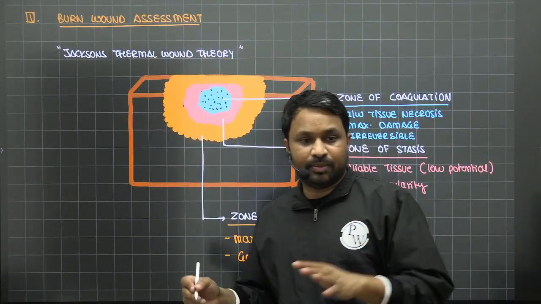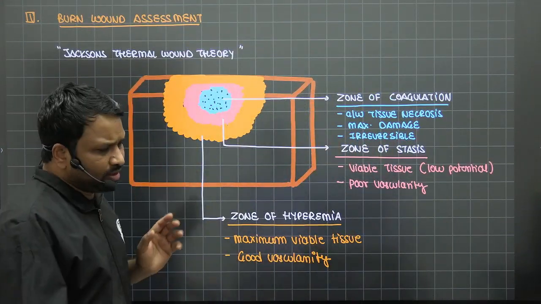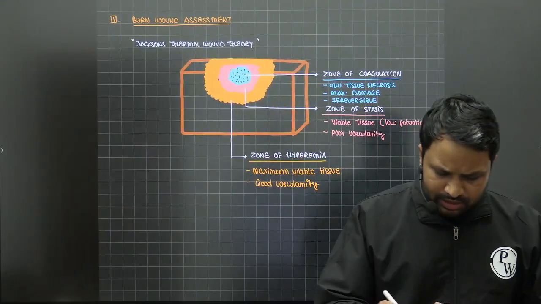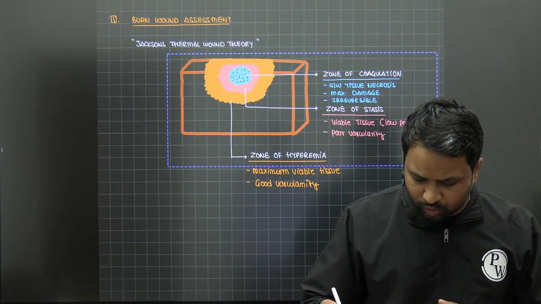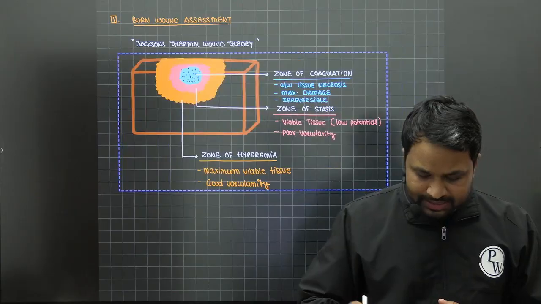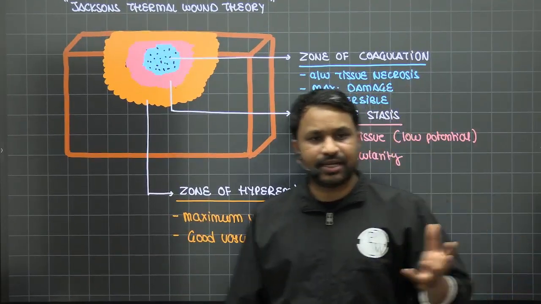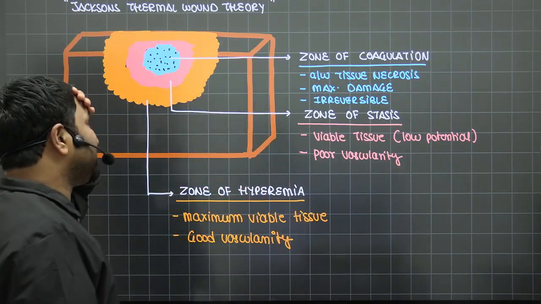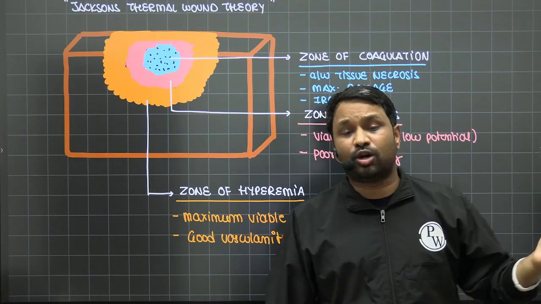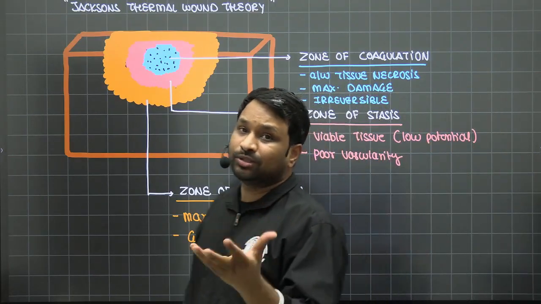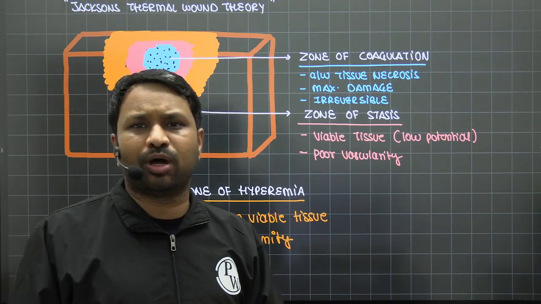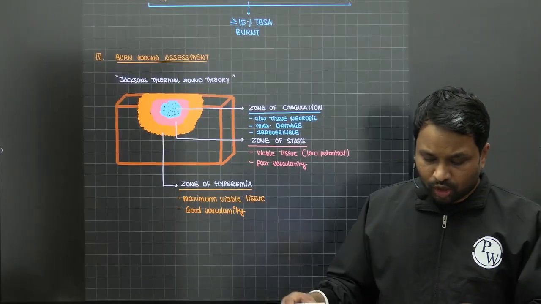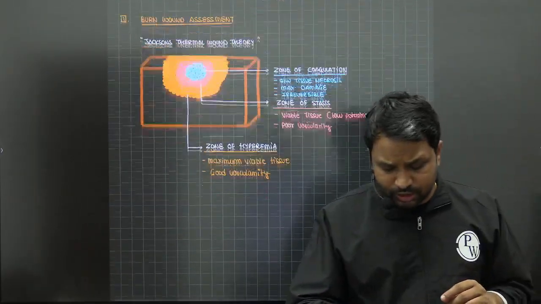And this depends. So basically why I'm telling you all this is, when we talk about the potential or the outcomes, we generally talk about whether the prognosis of that particular wound will be good or bad. That depends upon the extent of each particular zone. Needless to tell you, if you have a bigger zone of coagulation, more injury or more damage is going to occur. जितना ज़्यादा zone of coagulation होगा, उतना ज़्यादा necrotic tissue होगा, और जितना ज़्यादा necrotic tissue होगा, उतना poor viability होगा. मतलब उतना ही extensive, उतना ही बुरा wound होगा. ठीक है? So this is about your Jackson's thermal wound theory, which basically tells you the different zones of the burns that we have.